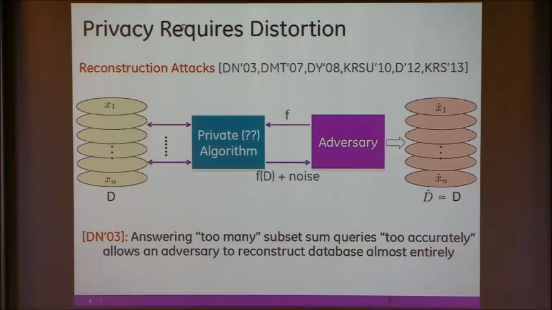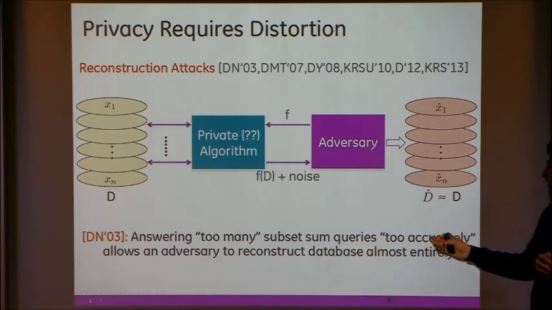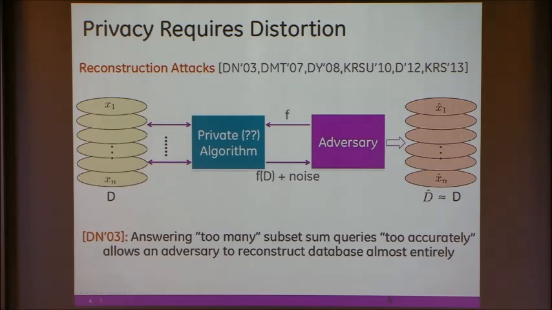Okay, so one of the themes that's been established over the last decade, ever since the seminal paper of Dinur and Nissim, is that privacy requires distortion. In fact, Dinur and Nissim showed that if you answer too many queries too accurately, they use subset sum queries, then there is an adversary who can reconstruct the database almost entirely. And so this is fairly well understood now.